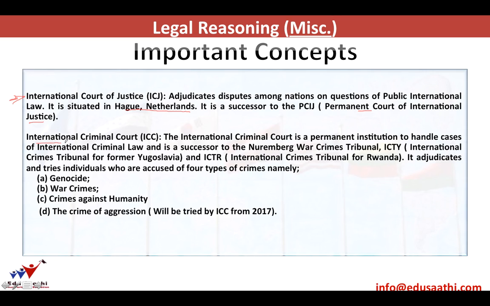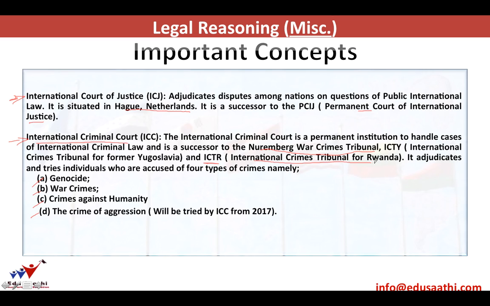Next is International Criminal Court. What does it do? It adjudicates the cases related to genocide, war crimes, crimes against humanity and crimes of aggression, right? So this is the successor to various tribunals which were formed, for example the Nuremberg War Crime Tribunal, the International Crimes Tribunal for former Yugoslavia. Next is the International Crimes Tribunal for Rwanda.